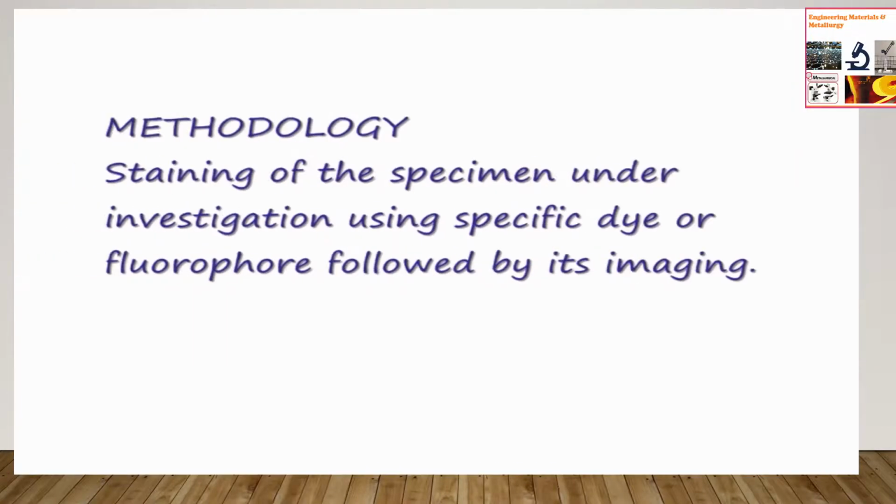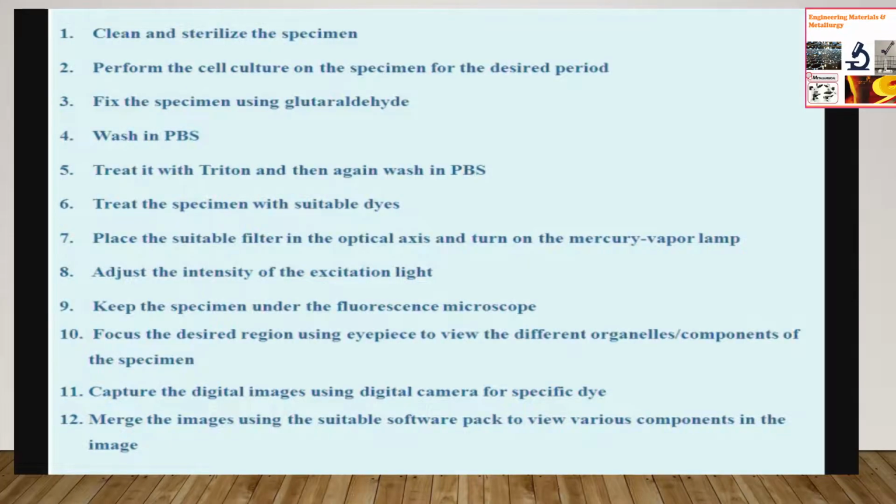I now move forward with the methodology, which involves staining of the specimen under investigation using a specific dye or fluorophore, followed by its imaging. The detailed experimental procedure is as follows. At first, clean and sterilize the specimen. Perform the cell culture on the specimen for the desired period. Fix the specimen using glutaraldehyde. Wash in PBS. Treat it with Triton and then again wash in PBS. Treat the specimen with suitable dyes.